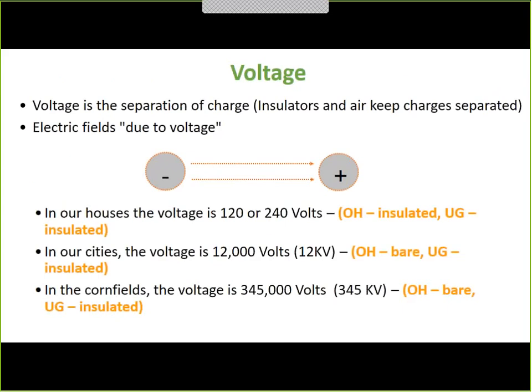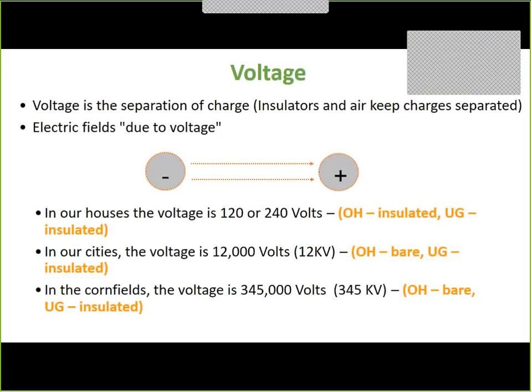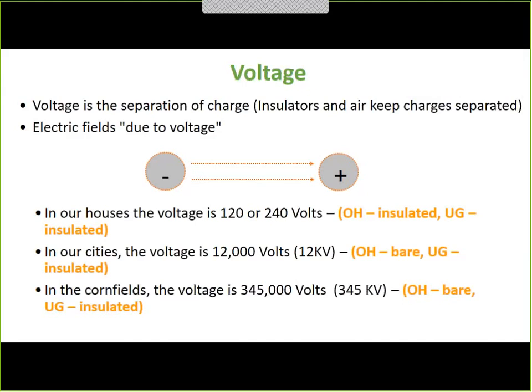And just in case you're not familiar with some of this technical stuff, voltage is probably the most important concept. It's the separation of charge, and it creates electric fields in between the two pieces of charge. Or you can think of it as two conductors. In our houses, it's 120 volts or 240. Out in the cities, the distribution, 12 kV, and it's usually overhead, and it's bare. The wires don't have any insulation. In the cornfields, it's very high voltage, 345 kV, and it's overhead, and it's bare. And the reason we go to high voltages is that for the same amount of power, you use less current. And you like low currents because the losses are smaller.